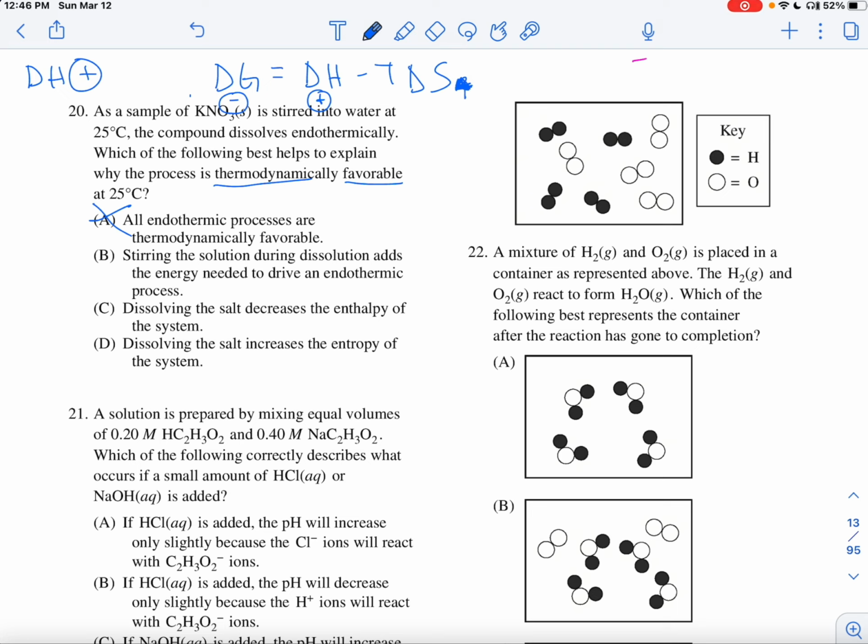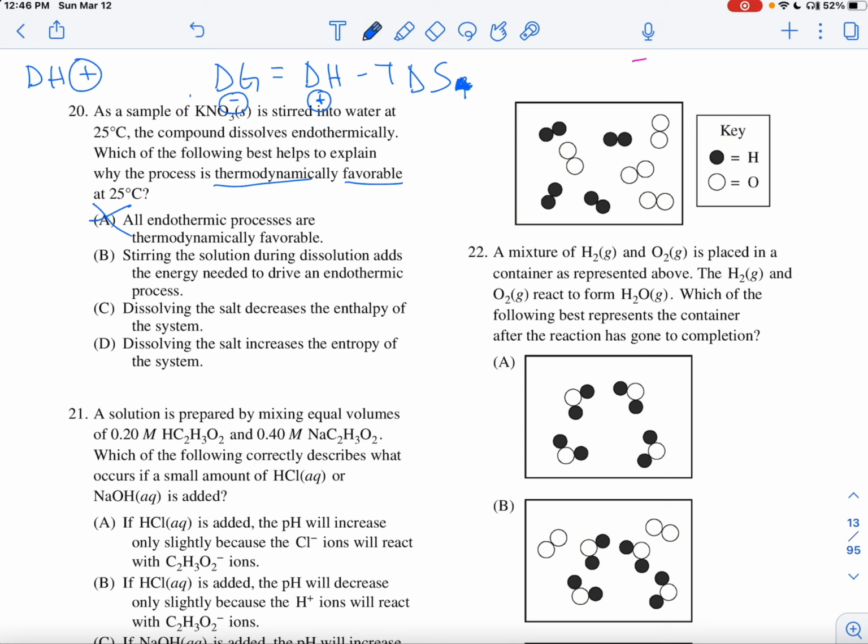B, stirring the solution during dissolution adds energy. Stirring doesn't add energy. To add energy, you need to heat something up. Stirring does increase reaction rate. Okay, so that could be a red herring there, meaning it's kind of throwing you off the trail a little bit. You're saying, okay, well, it does increase reaction rate. Maybe it does that by increasing the energy. That's not how stirring increases the reaction rate, though.